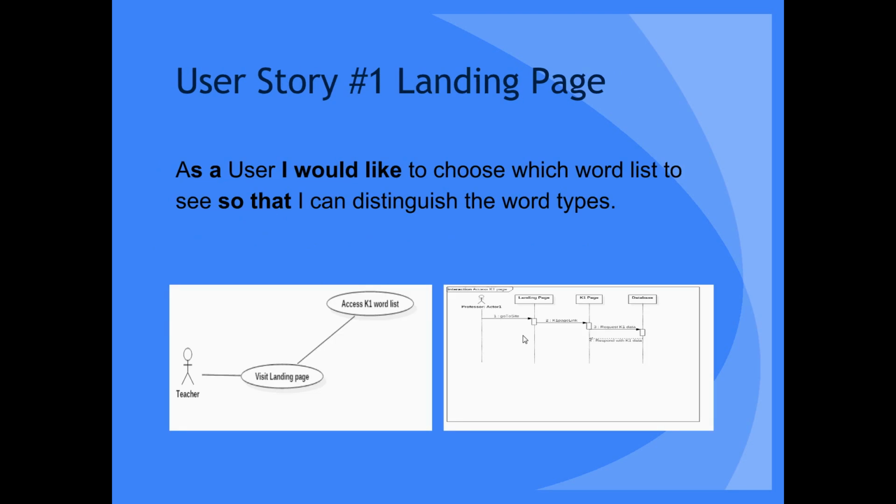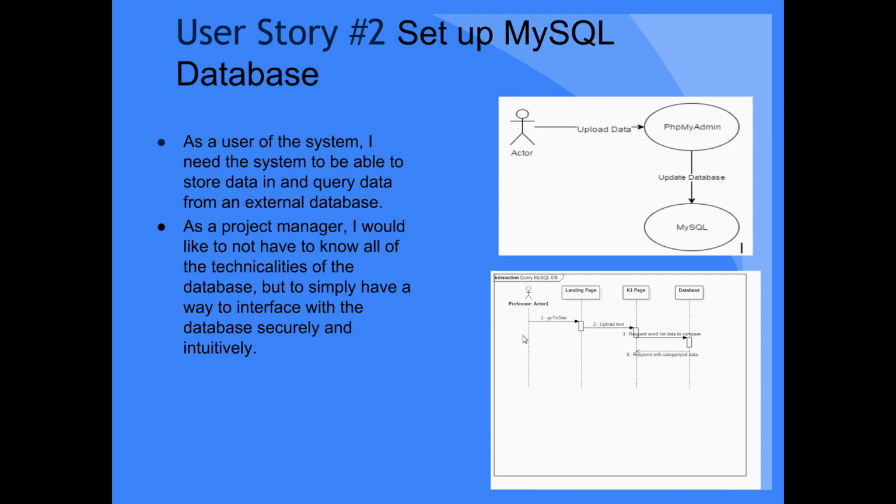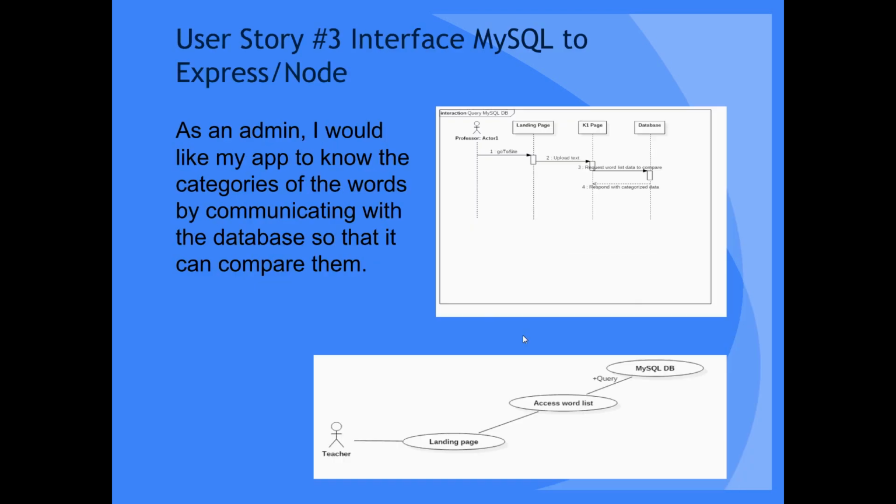So this is our first user story. There's a sequence diagram and UML diagrams of the landing page. This is simple, just showing the landing page and then viewing the K1 or low frequency list. Then setting up the database, of course. Users need to store data, and here are all the relevant diagrams. And same thing here, interfacing it with Express and Node.